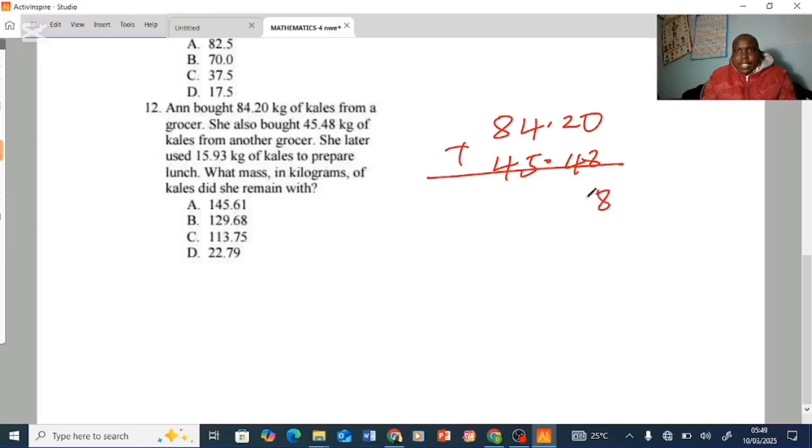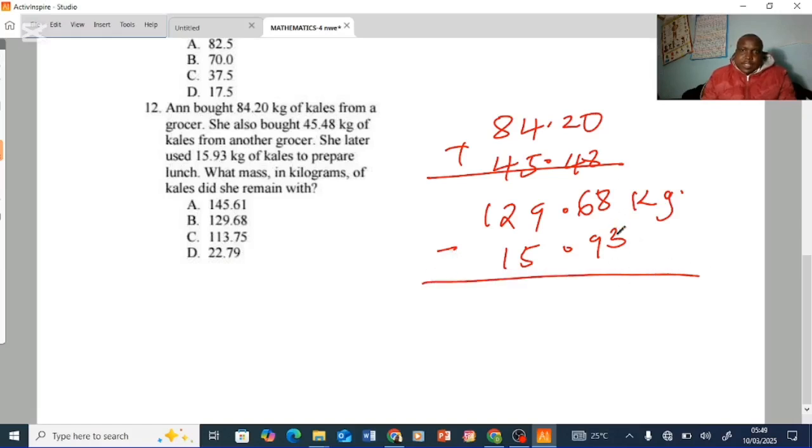That is 8, 6, 9, 12 kilograms. Now she used 15.93, so you subtract that. This is 5, 16 minus this is 7. We borrowed 1 from here, that is 8. 8 minus 5, 3. Here this is 1 and this is 1. So she will remain with that many kilograms.